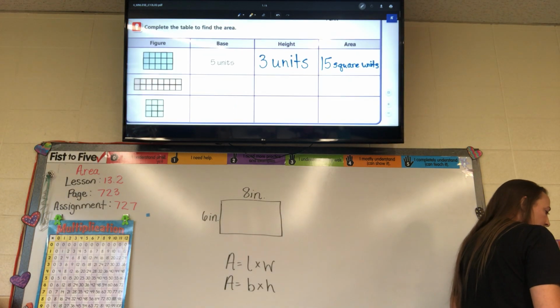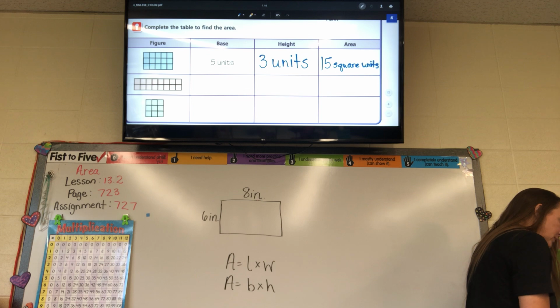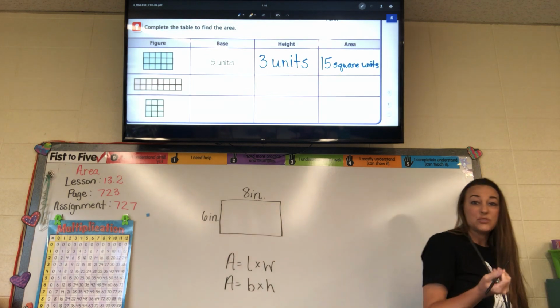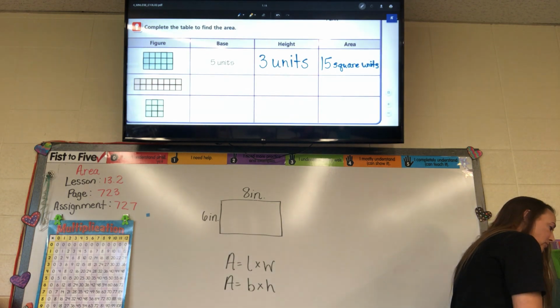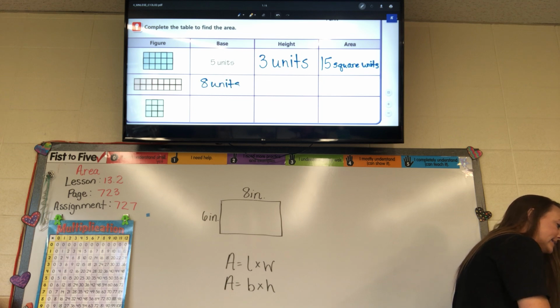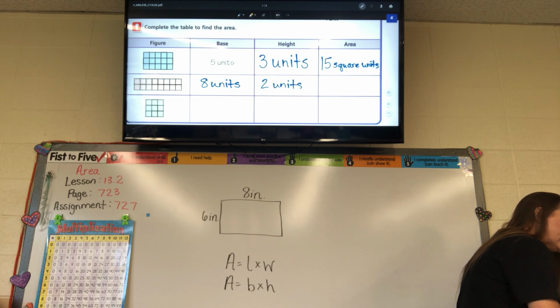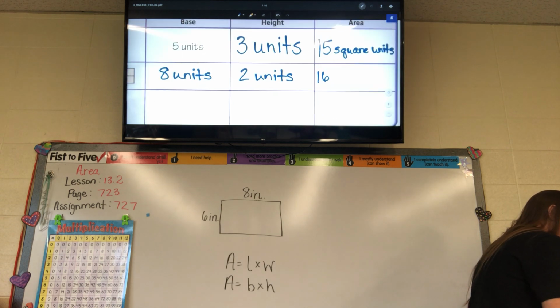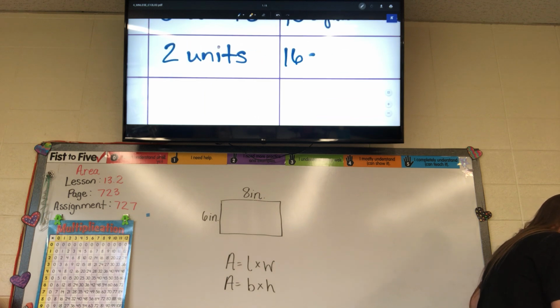Now on the next one, we need to count our base, which I will use the bottom for the base. So we have 1, 2, 3, 4, 5, 6, 7, 8 units as the base. And as the height, 2 units. And 8 times 2 is 16 square units.